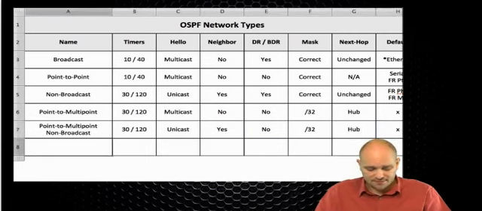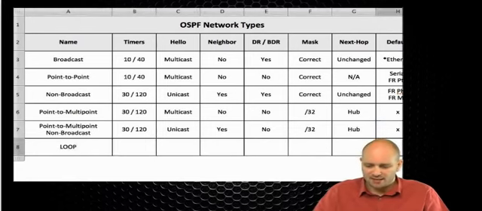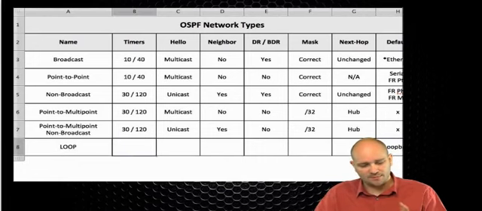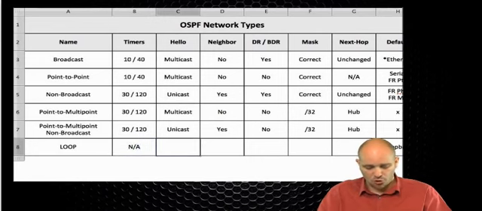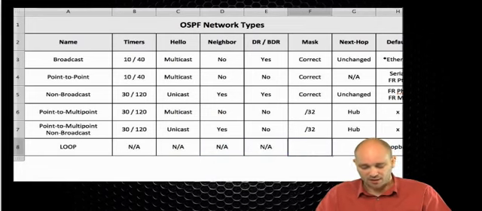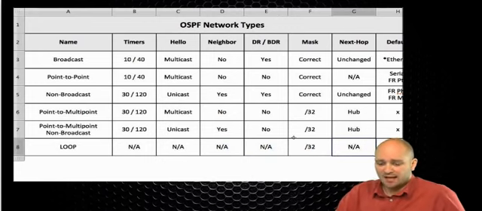Last but not least is the loopback network type. The loopback network type is the default on all of the loopback interfaces, and it's important to explain it and treat it slightly differently than other network types because of the special behavior it has. There are no timers because there are no hellos being sent. You don't need neighbor statements, there is no DR, BDR election, but no matter what you have configured on an interface, /32 will be advertised. And of course, there is no next hop because you cannot have any devices connected to the loopback interface.